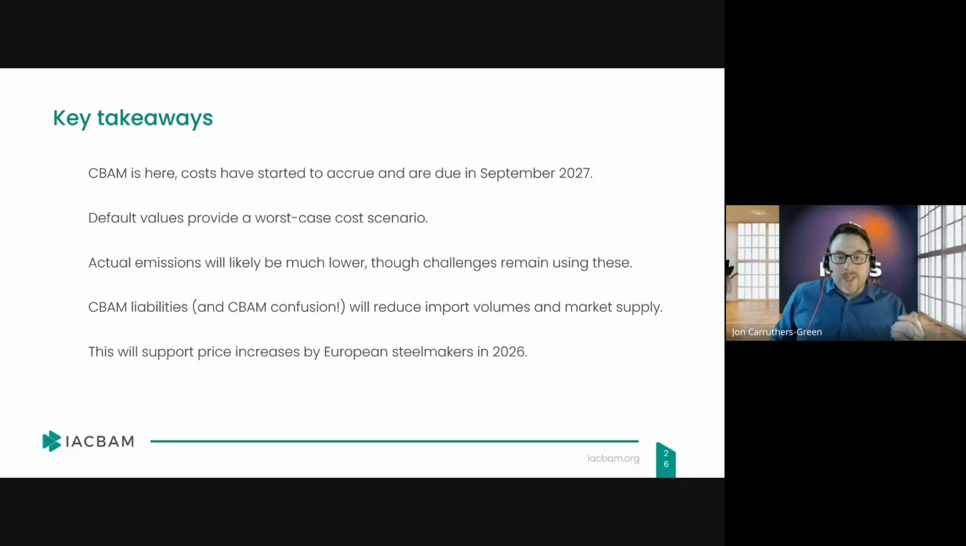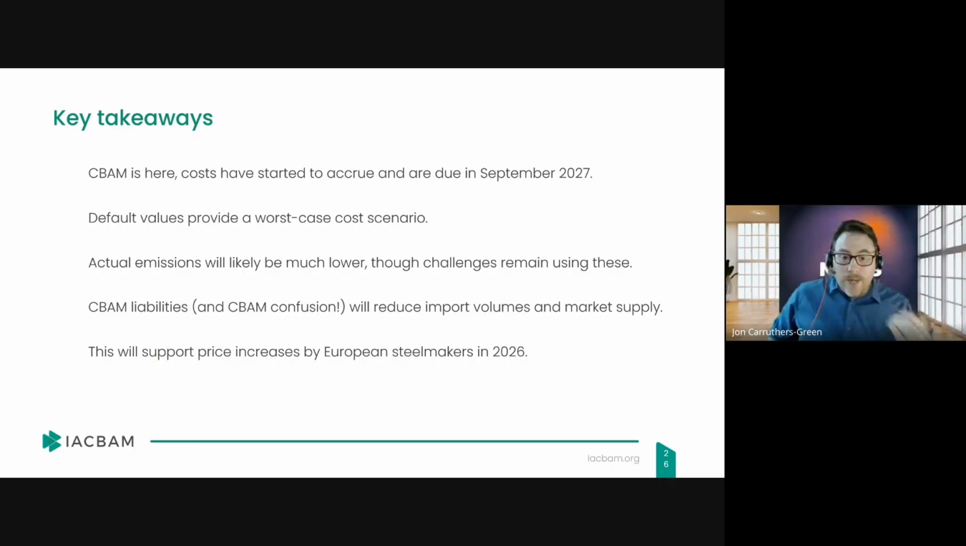The information that we've seen, the analysis that we can do now is all based on these default values. And essentially what they do is provide a worst case scenario. Actual emissions, if they can be verified in time, should reduce your CBAM liability, though there's going to be challenges getting those. And really, at the moment, it's the confusion around CBAM that's caused import volumes to drop.